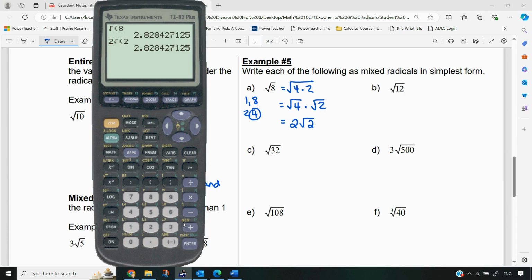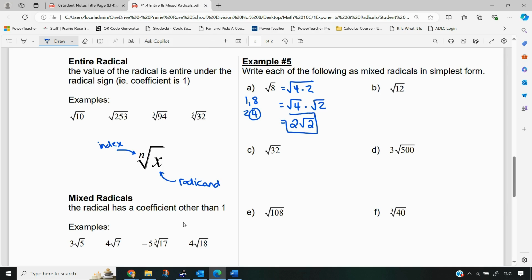So if root 2 can't be broken down any further and root 8 is equivalent to 2 root 2, I know that my answer is correct, so I can box and move on.